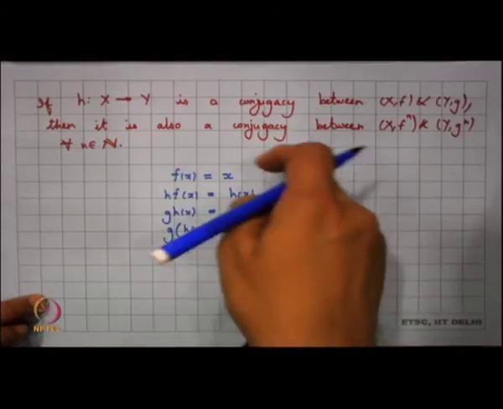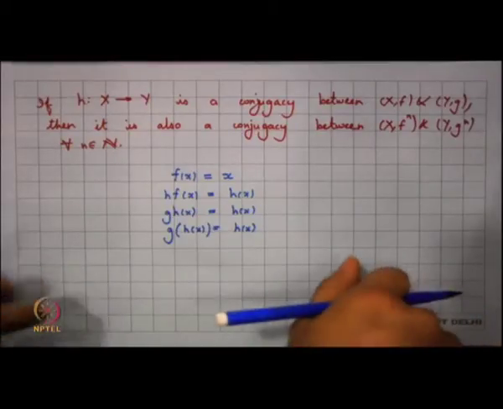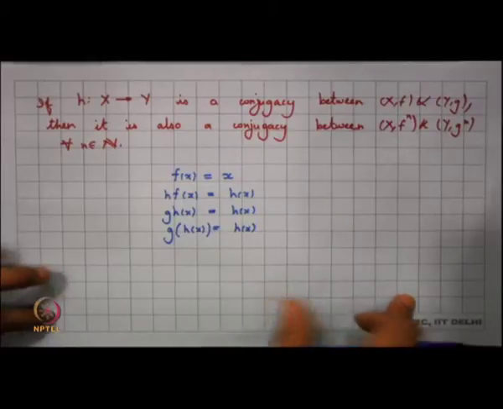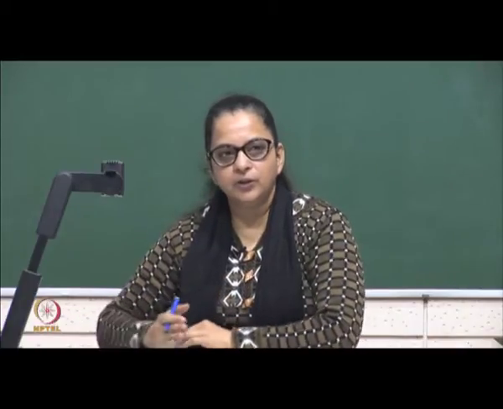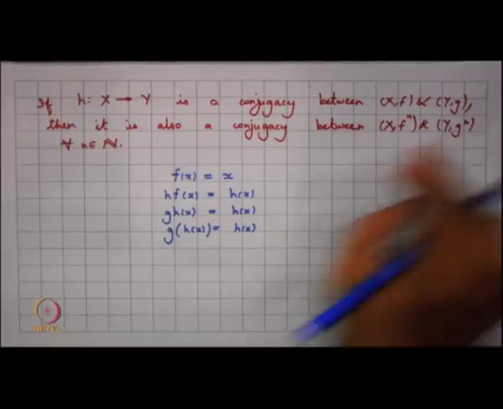The converse is also similar. Every fixed point will correspond to a fixed point in X. So, that means that the number of fixed points that f has is the same as the number of fixed points that g has, and both these fixed points can be corresponded with each other. There is another aspect now. As I said, it is also a conjugacy between f to the power n and g to the power n.